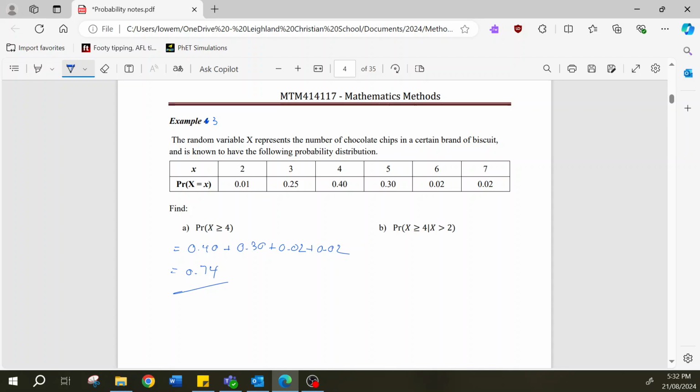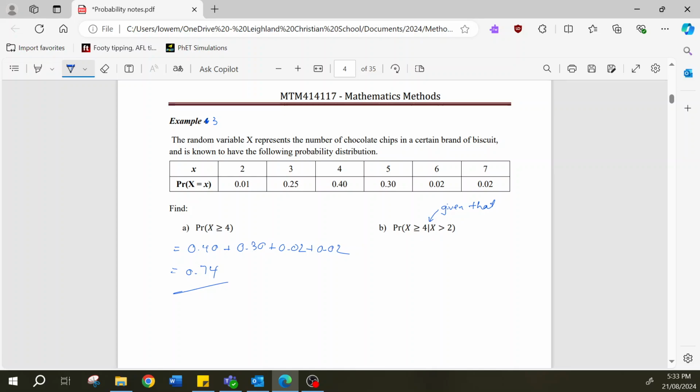Let's look at this one here. So we're going to think, well, what does that mean? Cast your mind back. This notation here with that vertical line means given that. So we're looking to find what's the probability that there are at least 4 chocolate chips in a randomly selected biscuit, given that they're greater than 2. So what's happening here is that the sample space is being restricted to basically from 3 to 7.